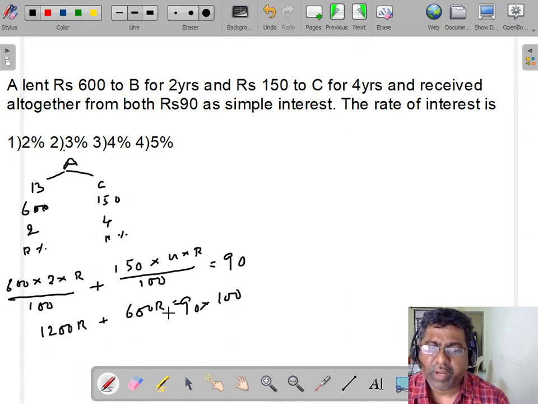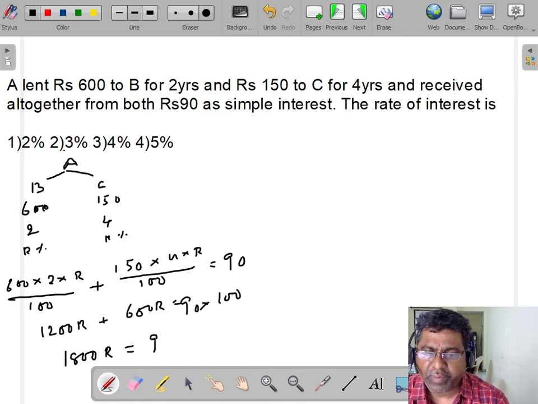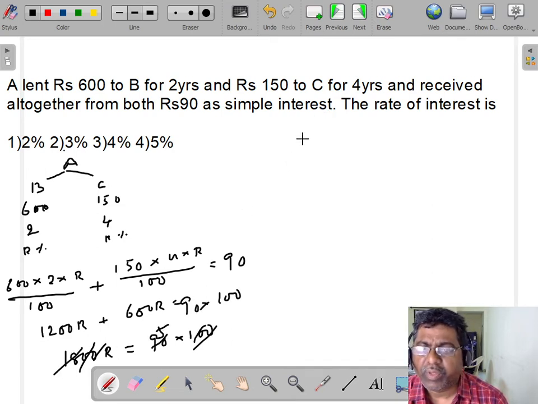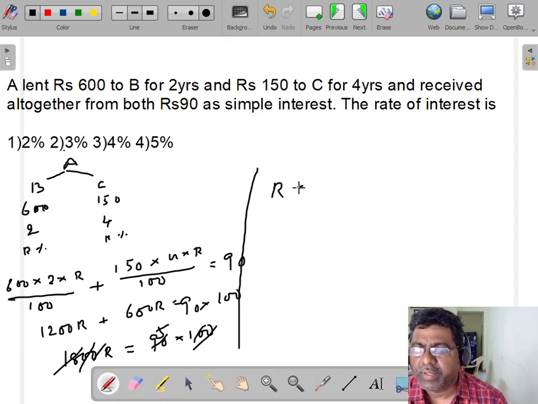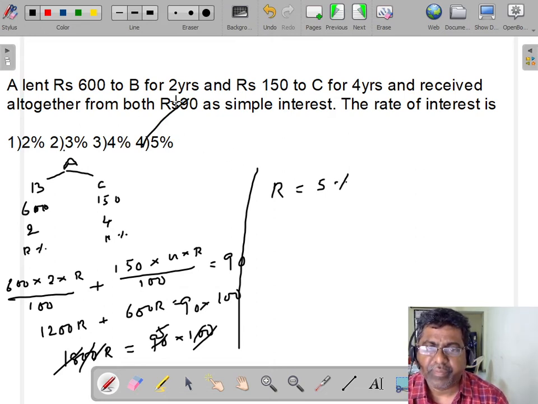So the total is 1200 R plus 600 R, which is equal to 1800 R. 1800 R is equal to 90 into 100. These two values cancel: 18 ones are 18, 18 fives are 90. Therefore, the value of R is 5%. So this is the answer. The value of R is 5%, the required answer.